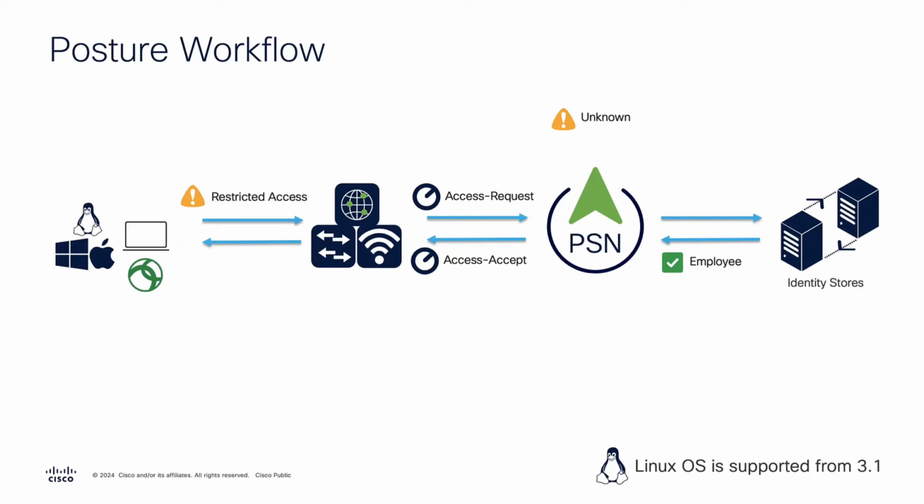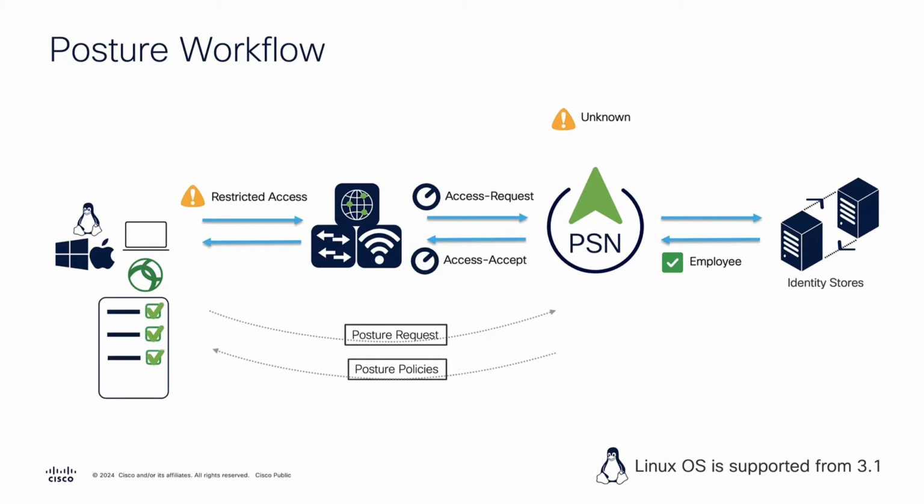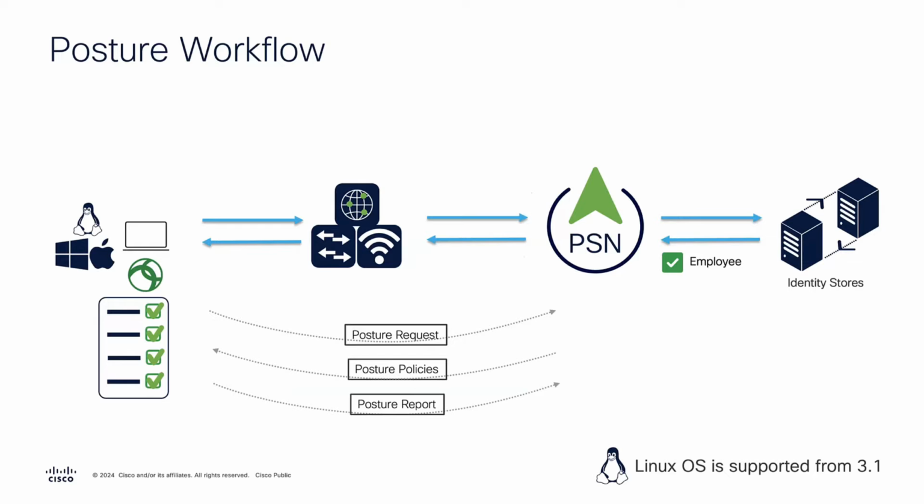Now, this is where the Cisco Secure Client sitting on the endpoint goes ahead and talks to the PSN, sends a posture request to the PSN that it got authenticated with, and pulls the posture policies for it to evaluate. It evaluates the posture policies and then creates a report, sends that report to the PSN, and the PSN decides whether the endpoint is compliant against all the posture policies that were configured or not.